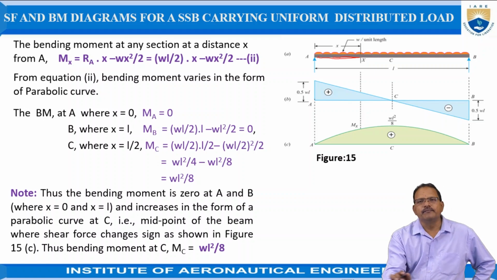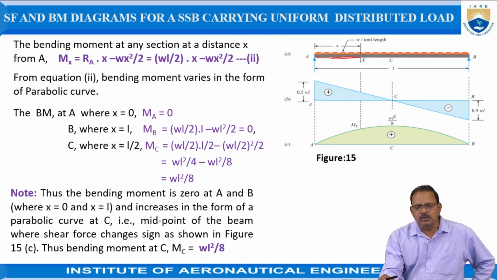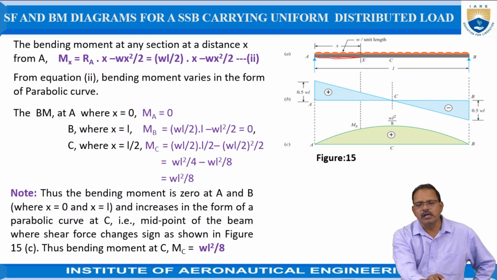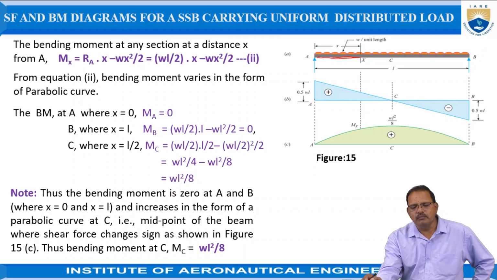At a distance of x, Mx is equal to RA x, which is positive, minus the total load. The total load is W into x, because W is the load per unit length and the distance is x. But it is acting at the middle of A and X, that is at x by 2. Hence the moment is force into distance: RA into x minus W into x into x by 2. RA is equal to WL by 2, so Mx is equal to WL by 2 into x minus W x square by 2, which is represented as equation number 2.